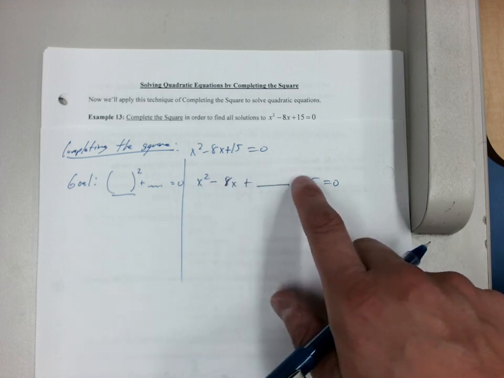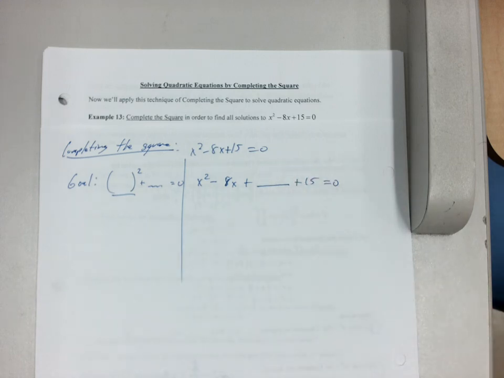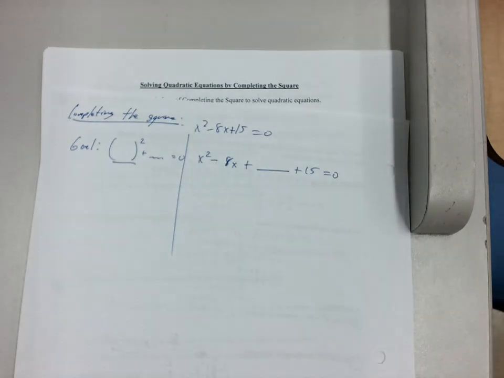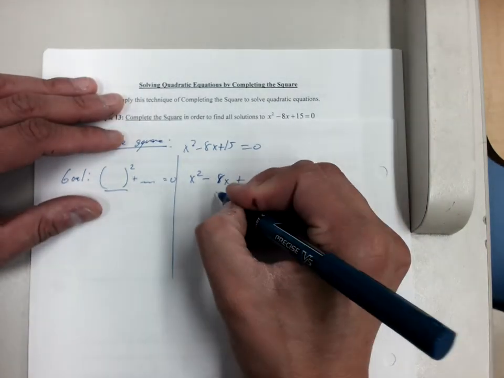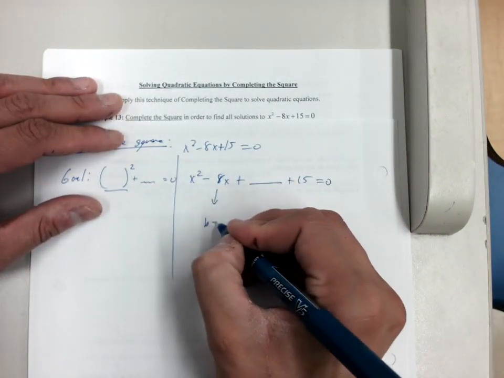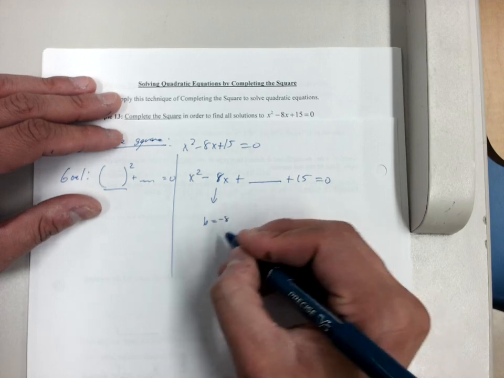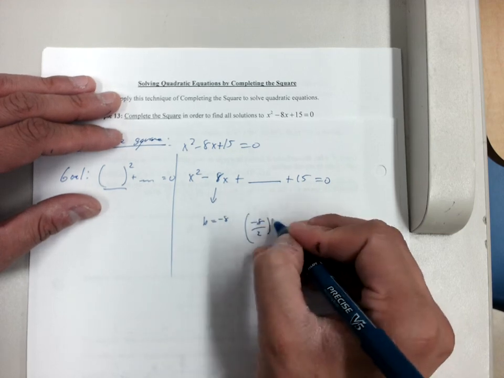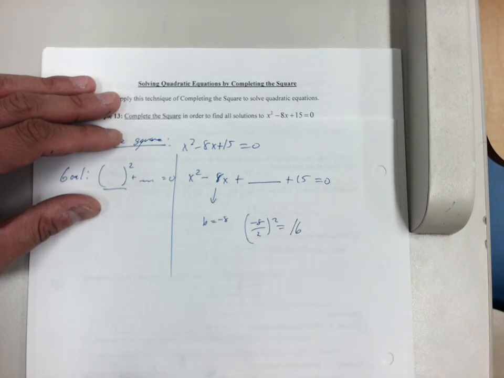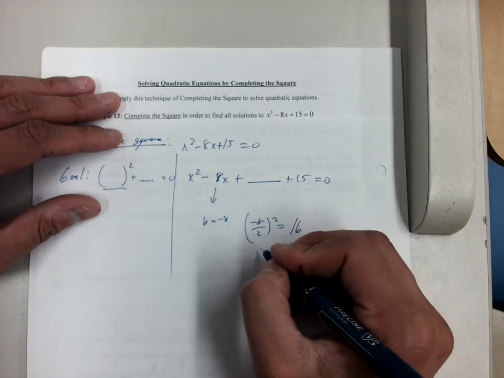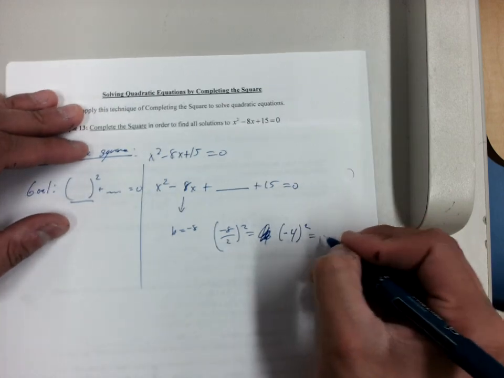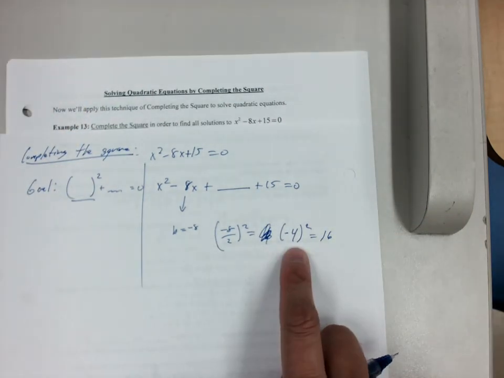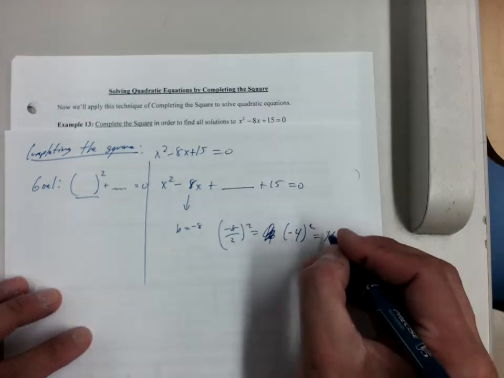The plus 15 is still at the end. That's totally okay. I don't need to change that. And it's the same problem still. So now we figure out, well, when I take my b, so b is negative 8, what do I do? I do half of it. I square it. What do I get? 16, right? Actually, let's do it out. So it's going to be negative 4 squared, and that's 16. So what goes in the blank?